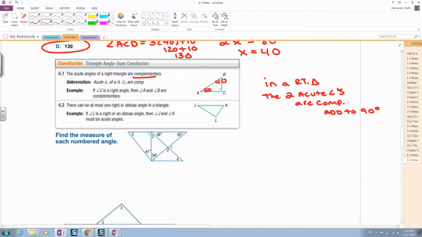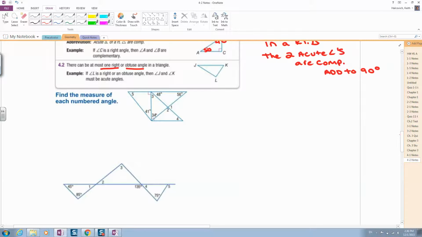The second one is saying that there can be at most one right or one obtuse angle in a triangle. That's because they have to add up to 180. So therefore, you can't have two obtuse angles, you can't have two right angles. So here you're given a picture and asked to find the missing angles.